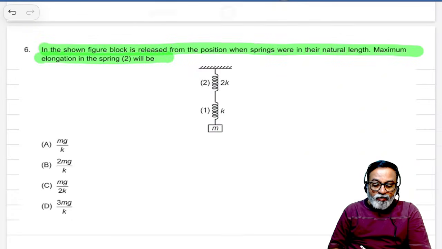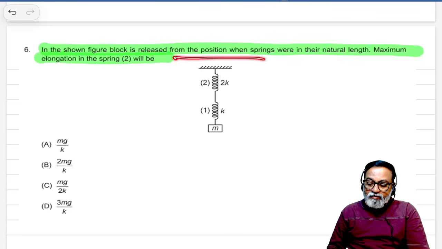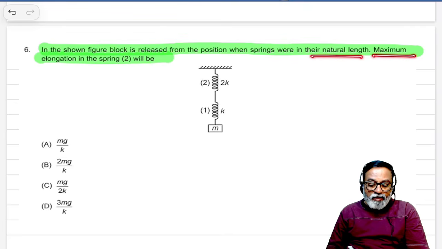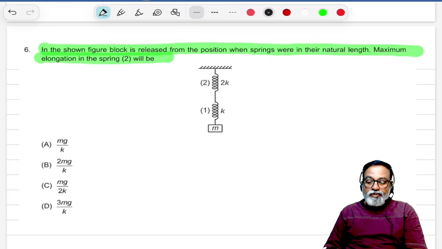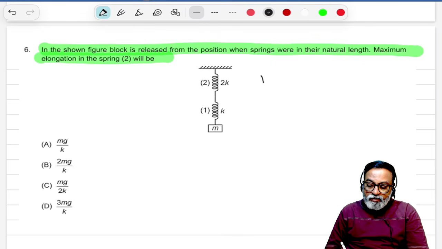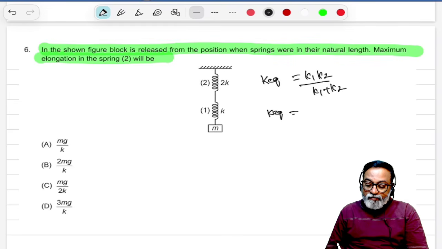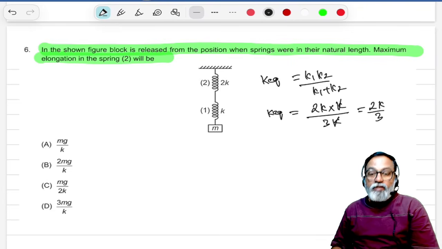See here, in the shown figure, block is released from the position when springs were in their natural length. Maximum elongation in spring 2 will be. Here, springs are connected in series. Therefore, in series, resultant spring constant K equivalent is equal to K1 K2 by K1 plus K2. Therefore, K equivalent is equal to 2K into K by total spring constant 3K. K gets cancelled. This is 2K by 3.